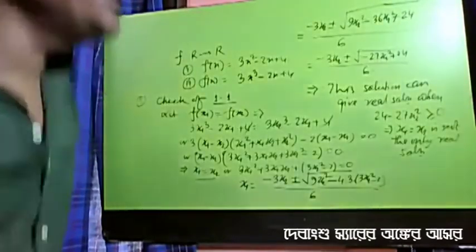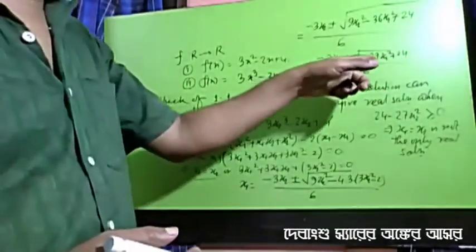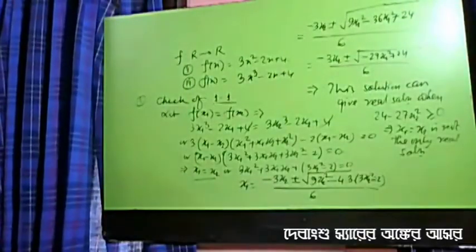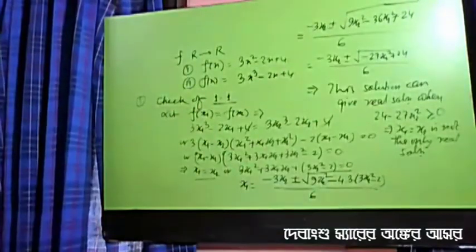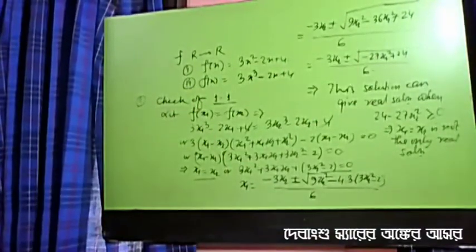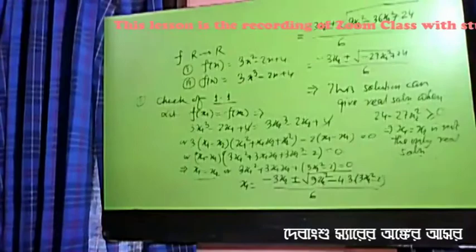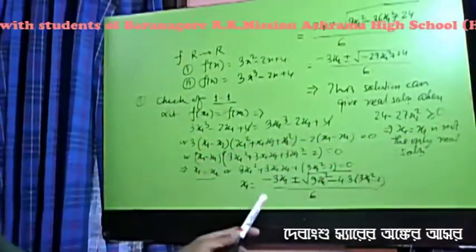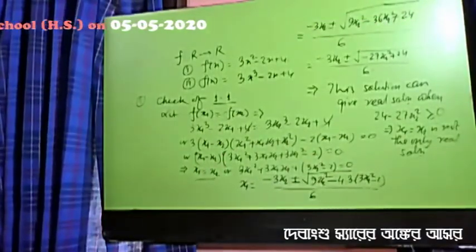If it were minus 24, then minus 27 x2 square minus 24 is always negative. So in that case, we say that all these roots are complex numbers. And in that case, f(x) will be 1-1. But here, since the possibility of real roots other than x1 equal to x2 exists, it is not 1-1.